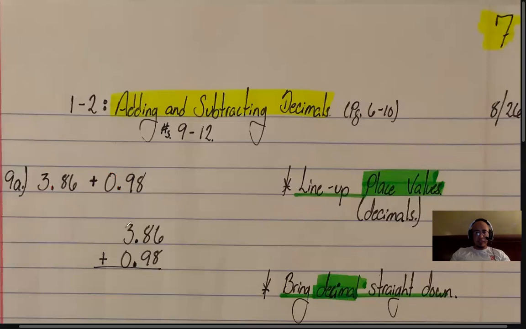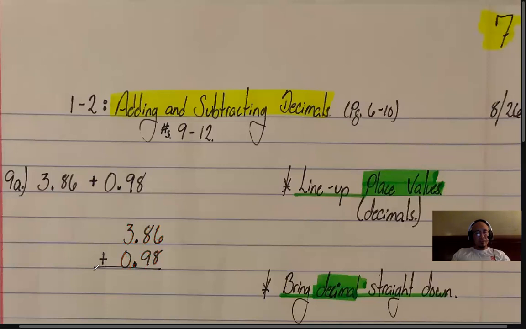Okay, moving on. So then the 3 and the 0 both go over each other, and then the rest of the numbers just line up together. The 8 and the 9 are in the tenths place, and the 6 and the 8 are both in the hundredths place. All right, perfect.